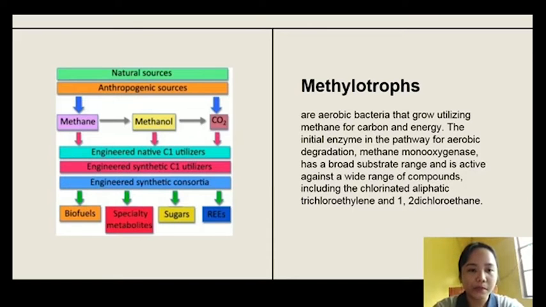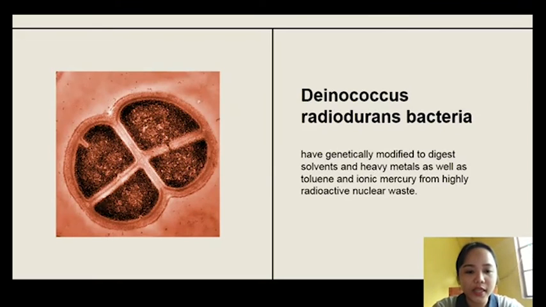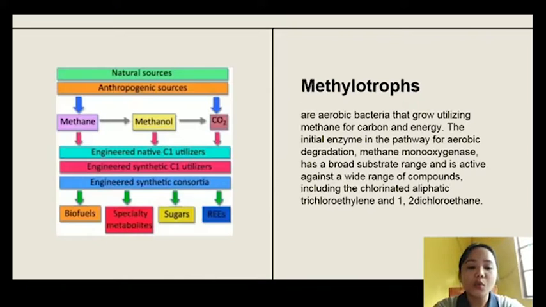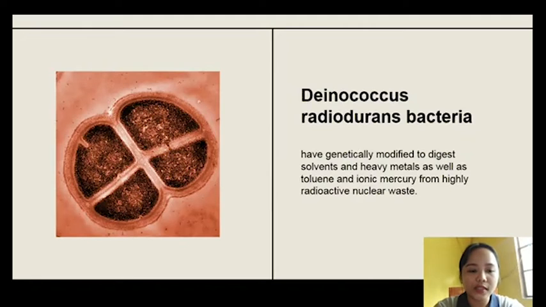And the next microbe is the Deinococcus radiodurans bacteria. These microbes have been genetically modified to digest solvents and heavy metals in the water, as well as toluene and ionic mercury from highly radioactive nuclear waste.